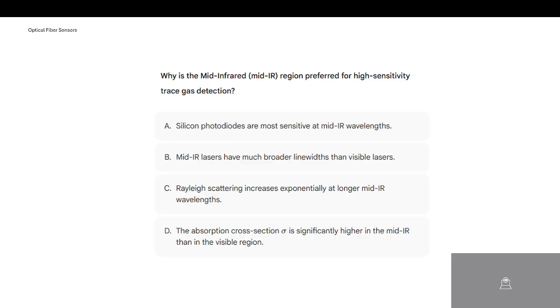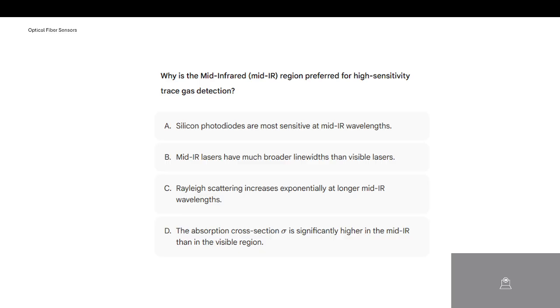Moving towards the next question, why is the mid infrared region preferred for high sensitivity trace gas detection? The first option is, silicon photodiodes are most sensitive at mid IR wavelengths. Second is, mid IR lasers have much broader line width than visible lasers. Third one is, Rayleigh scattering increases exponentially at longer mid IR wavelength. And fourth is, the absorption cross section sigma is significantly higher in the mid IR than the visible region.